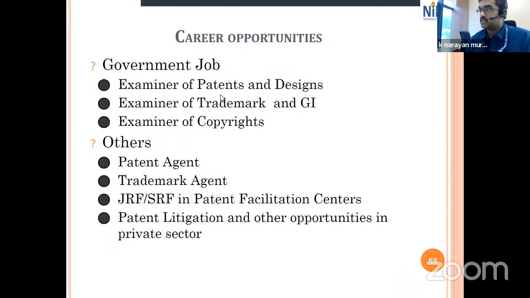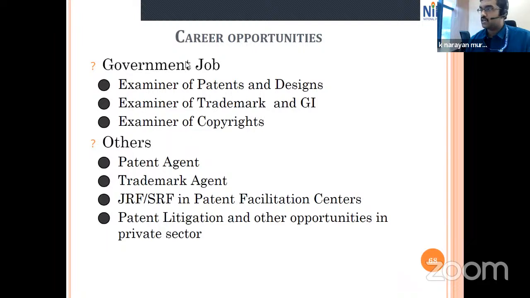Examiner of patents and designs is a group A gazetted post, equivalent to an IAS officer post, level 10, and around 553 vacancies have been released this year. The basic qualification is an engineering degree particular to that field of technology. For example, I am working in metallurgy, so you need a BTech in metallurgy. If you are working in computer science, you need a BTech in computer science. For chemistry, I think the qualification is either a BTech in chemical engineering or an MSc in chemistry. So you have to look through the notification for exactly what eligibility you require.